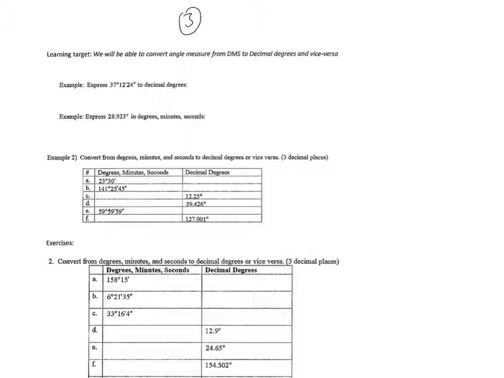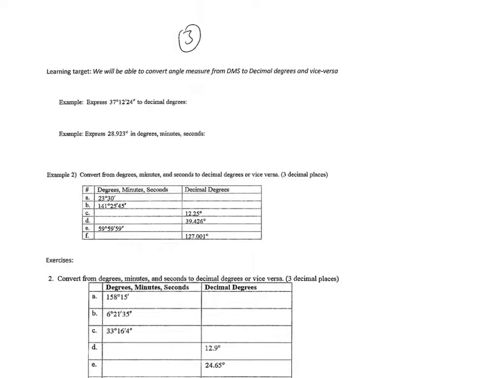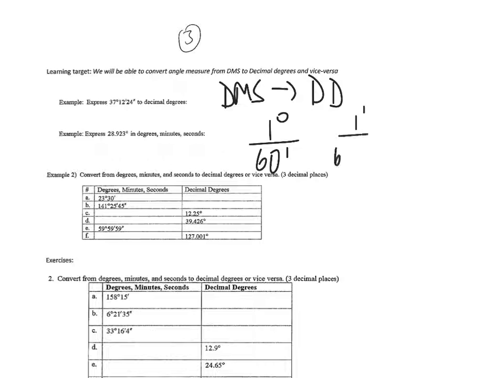Okay, so now we're going to work on converting between degree, minute, seconds, DMS notation, into decimal degrees, and the reverse. What you want to realize is that in 1 degree, it works out that there's 60 minutes. And we denote the minutes with a foot mark, degrees, of course, the degree symbols. And then in one minute, there's 60 seconds.